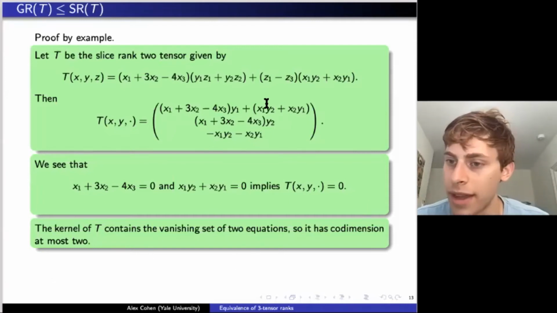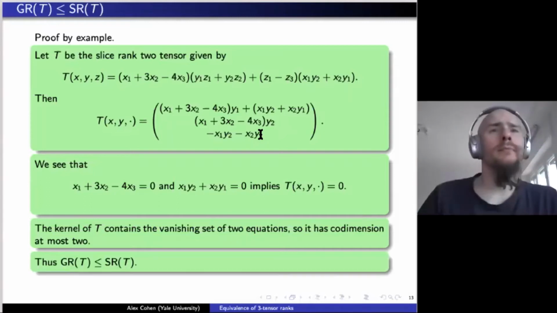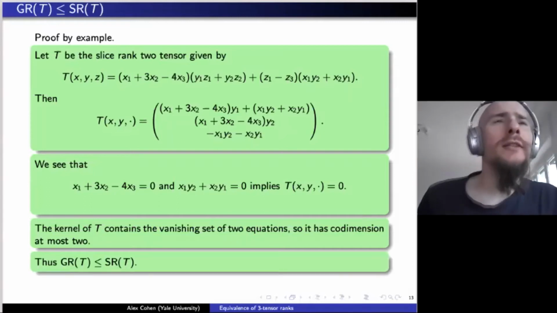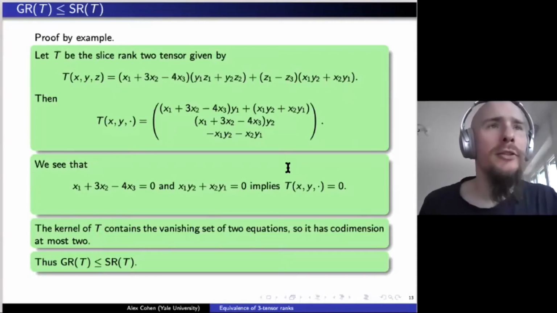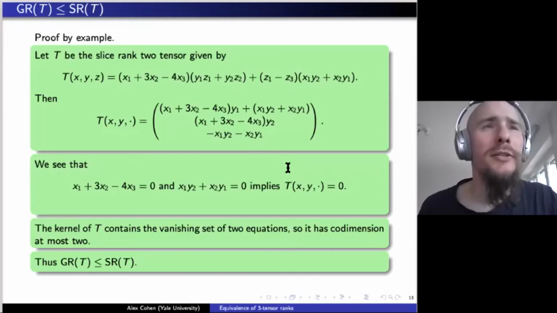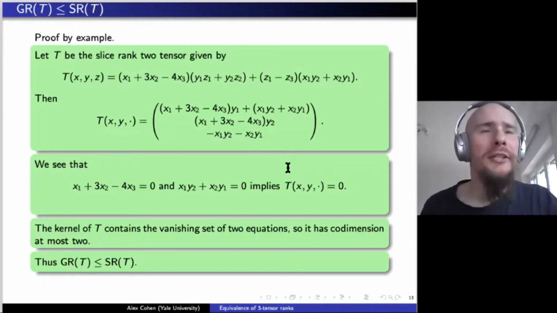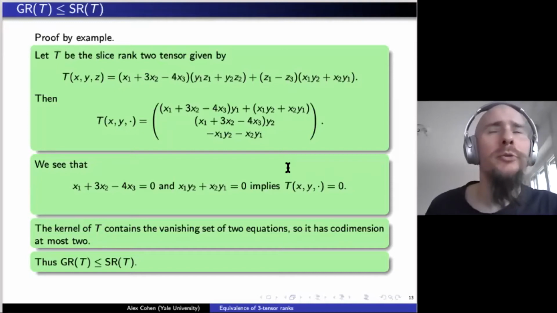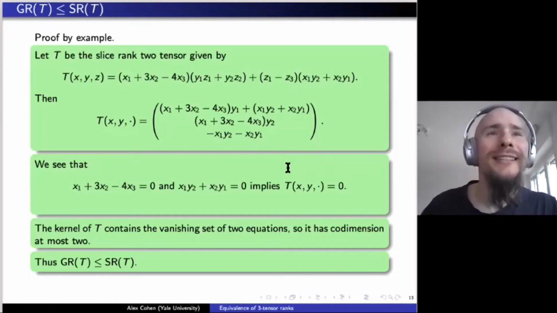Okay, does this make sense to people? Cool. Yes, so maybe one thing that you could spend a little more time on is how you write this T of xy as a bilinear map. It doesn't really matter for your proof, but maybe it would be good to say where these coefficients come from.